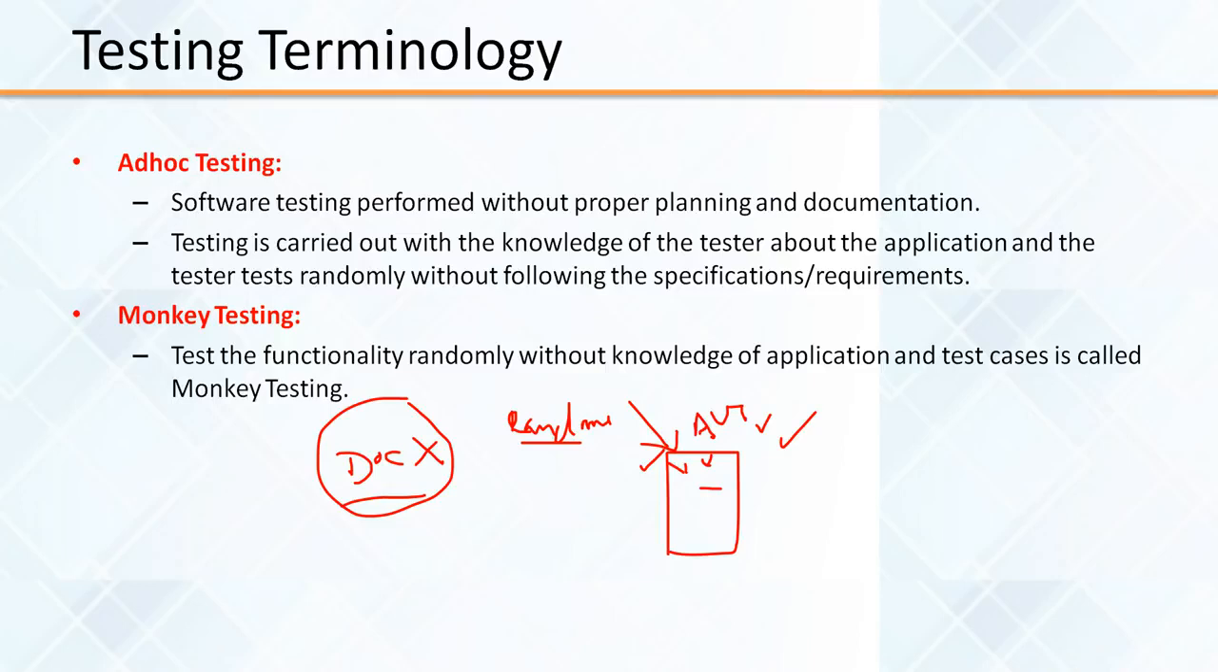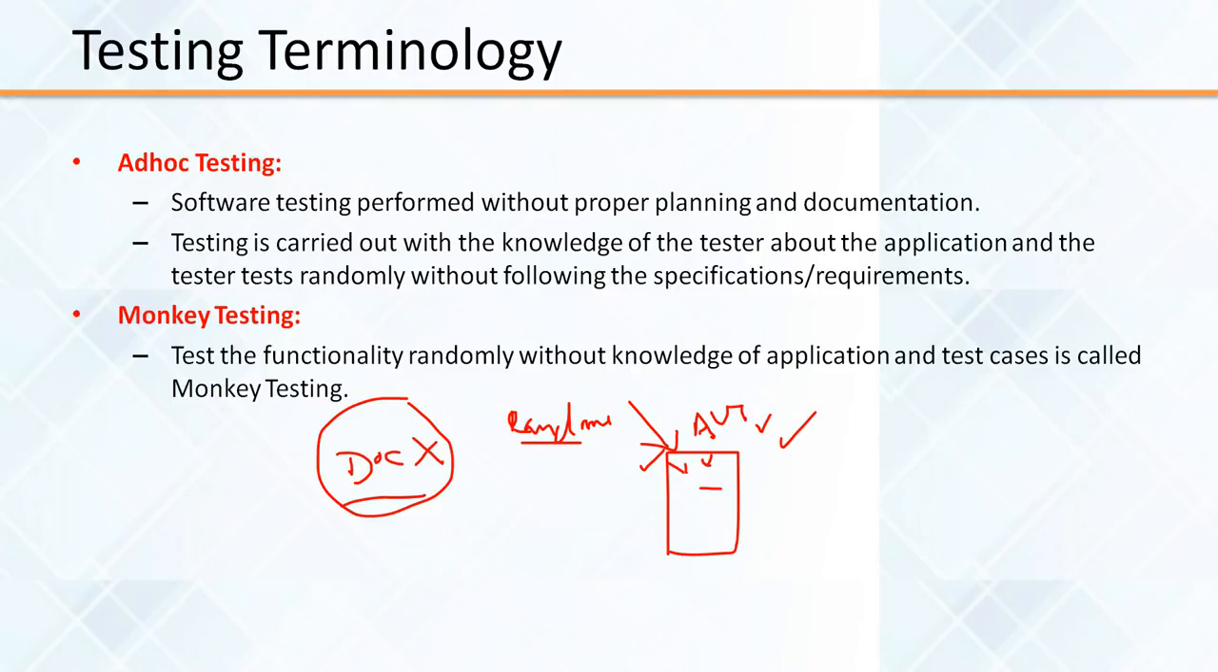Especially for gaming applications, children will play the games, right? They don't know how to operate the games, but without knowing anything, they'll click something randomly. They will operate in an unexpected manner. In that case also, the application should not be broken. That is the main example of monkey testing. So testing games and gaming applications comes under monkey testing. Without any documentation or any knowledge of that application, randomly test the functionality. That is basically called ad hoc testing as well as monkey testing.